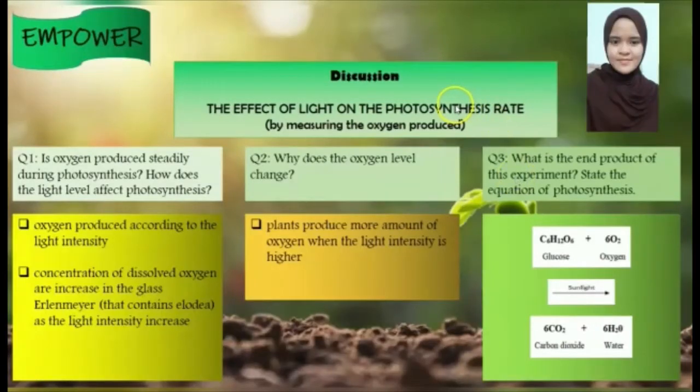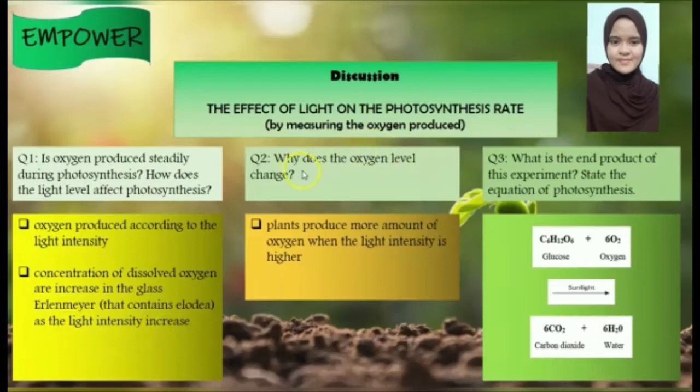Hi, Assalamualaikum. I'm Jasmine Baharun. Discussion is one of the parts of Empower. This discussion is about the effect of light on the photosynthesis rate by measuring the oxygen produced. We have 3 questions here. The first question is about oxygen produced steadily during photosynthesis: how does the light level affect photosynthesis? So, the answer is oxygen is produced according to the light intensity. The concentration of dissolved oxygen is increased in the glass Erlenmeyer flask that contains Elodea as the light intensity increases.